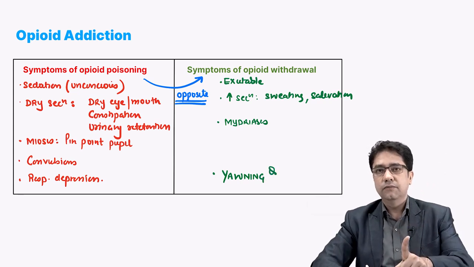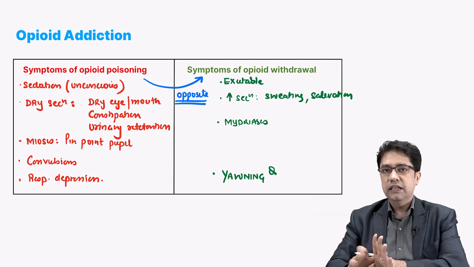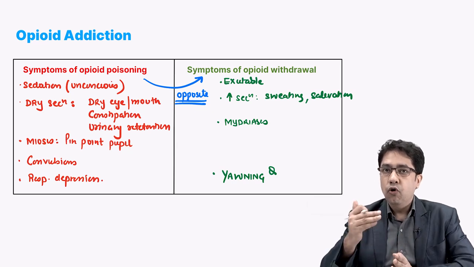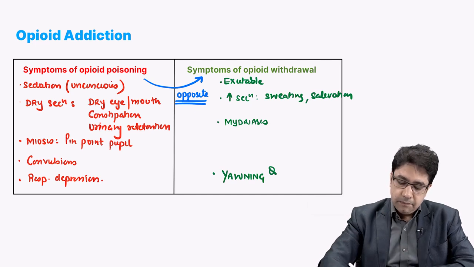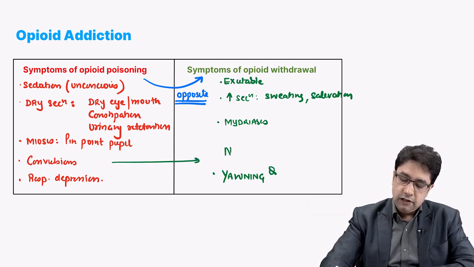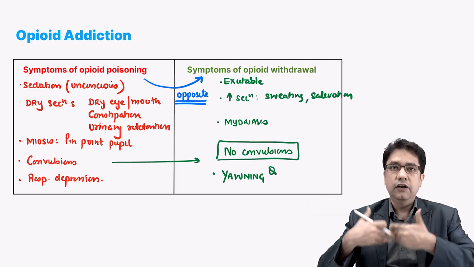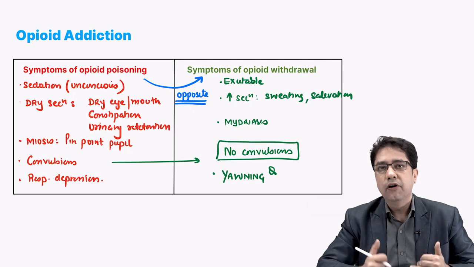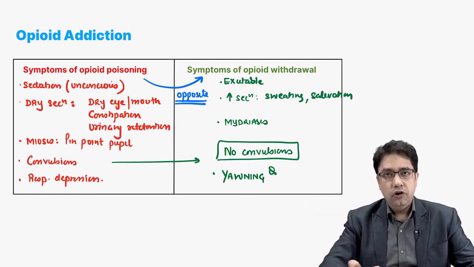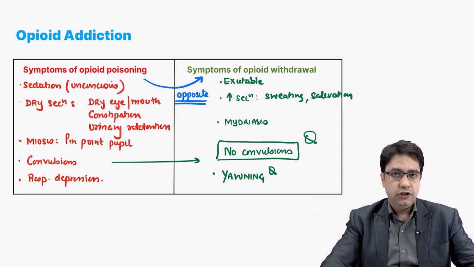Now the question comes, which of the features is not seen in opioid withdrawal? Remember, there are no convulsions. Convulsions are not seen in opioid withdrawal, because convulsions are due to opioid, and withdrawal will be opposite. So convulsions are not seen. This could be a question.